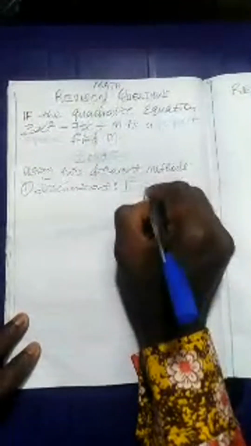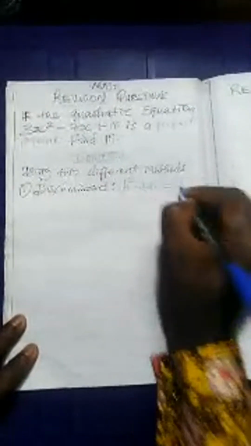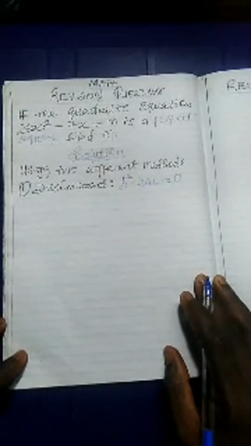In a quadratic equation, you recall that the discriminant is b raised to power 2 minus 4ac. When it is equal to 0, that means we have equal roots, we have a perfect square. So we're going to apply this to solve for the value of m.